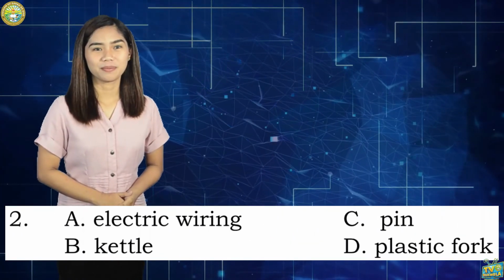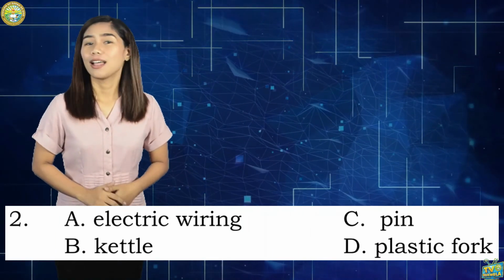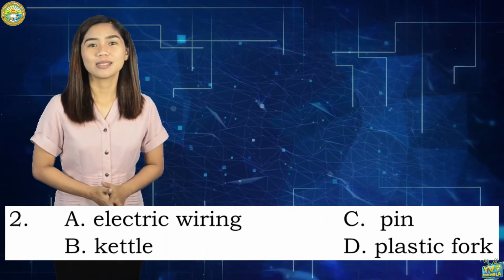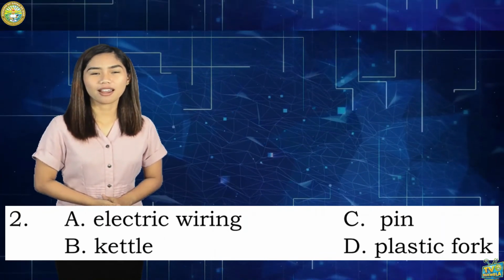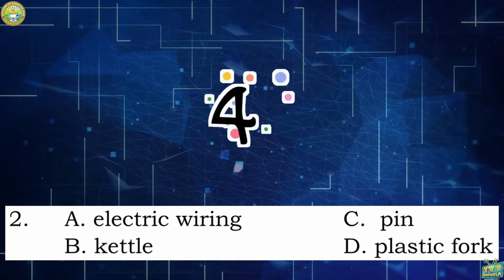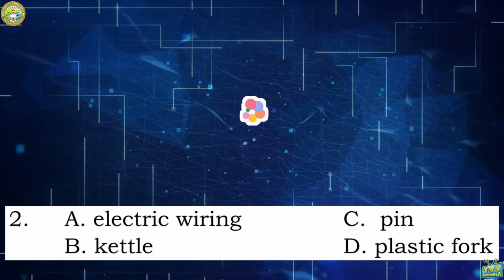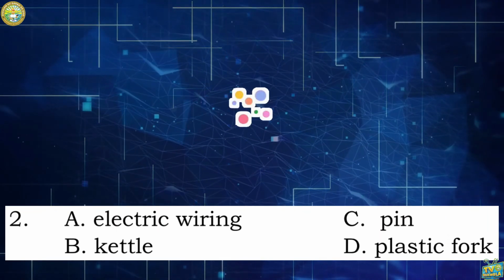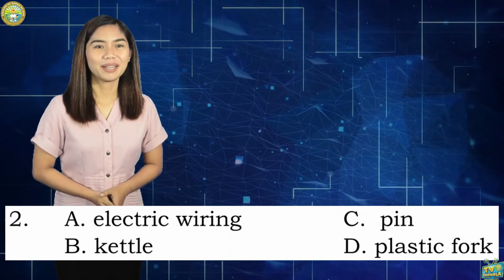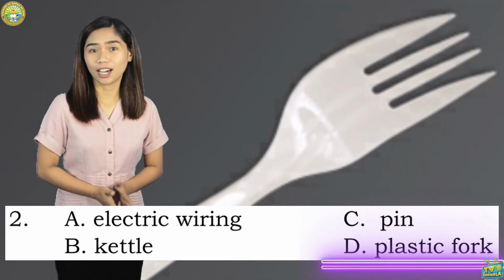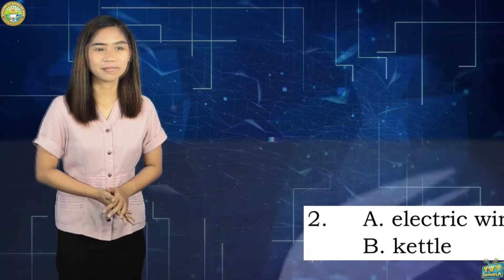Number 2. A. Electrical wiring. B. Kettle. C. Pin. D. Plastic fork. The correct answer is letter D, plastic fork, because plastic is an insulator of heat.